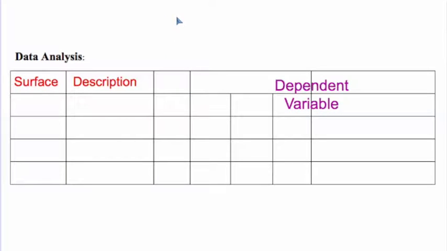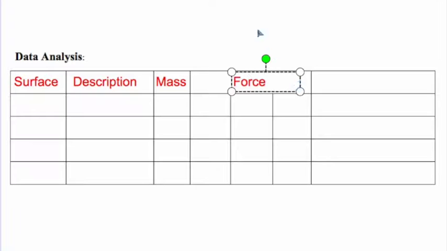The controlled variable is the mass. We're going to pull a 1 kilogram mass on each of the surfaces. The dependent variable is the force. We're going to do 3 trials and take an average.